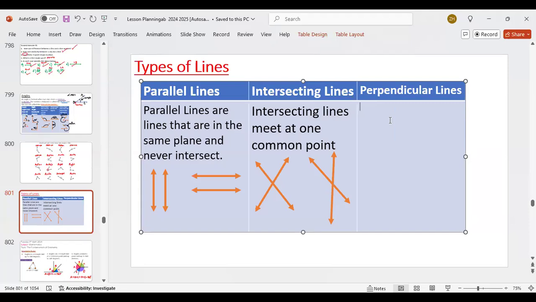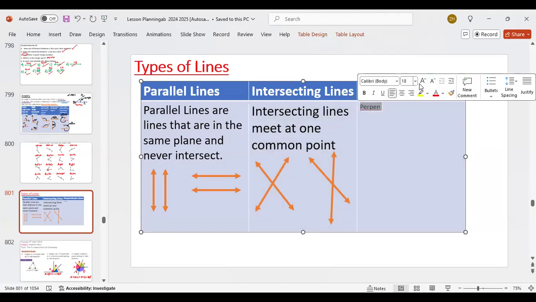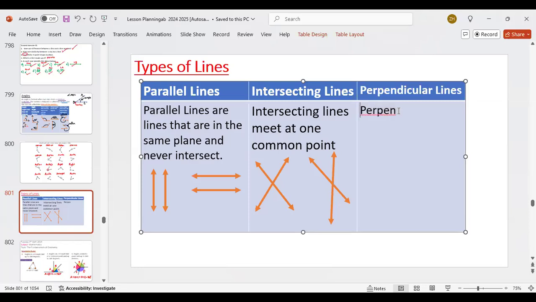So perpendicular lines. Let me increase the font for you. Perpendicular lines intersect to form what? Angles? A 90-degree angle.